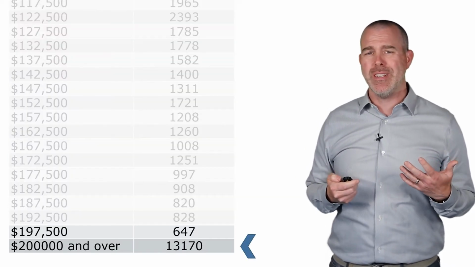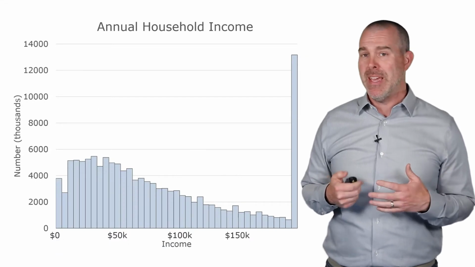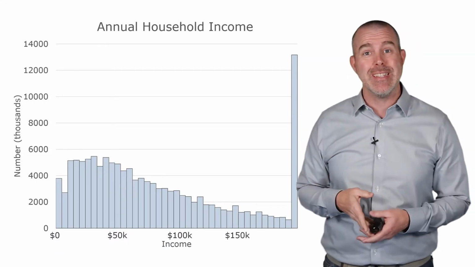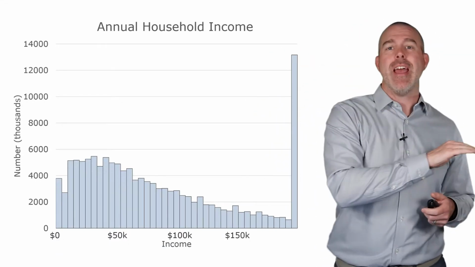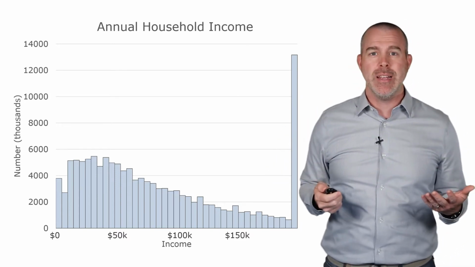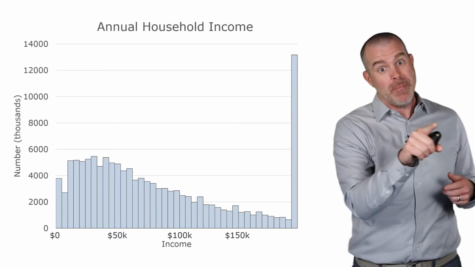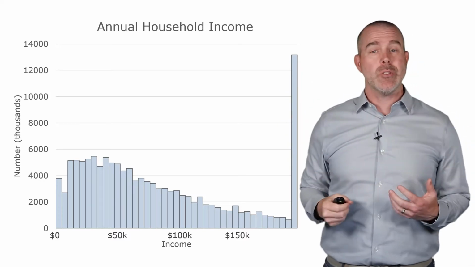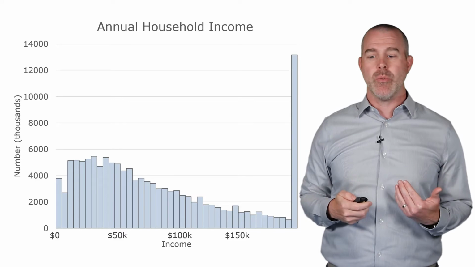We have to figure out what to do with that last cell. Here's a histogram of that, and you can see a clear right skew, but then there's this spike over here. What the heck do I do with that? That means it continues on, but it goes on a really long way. Household income is severely skewed right.